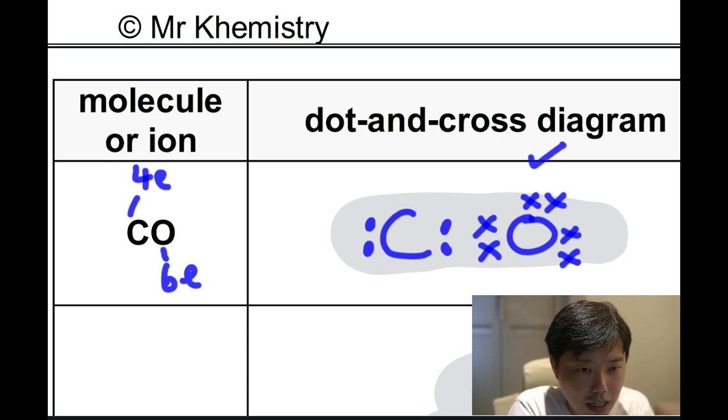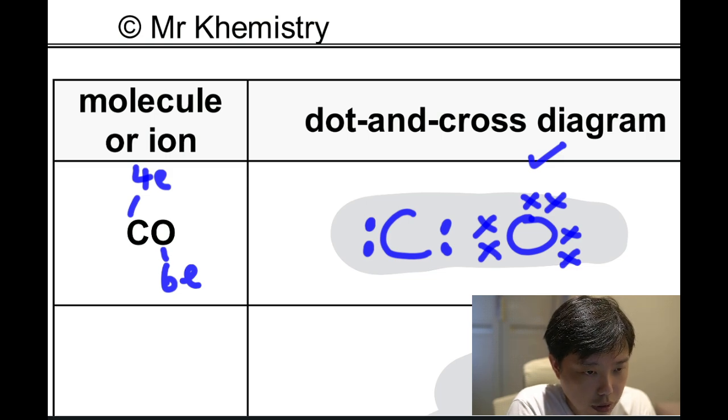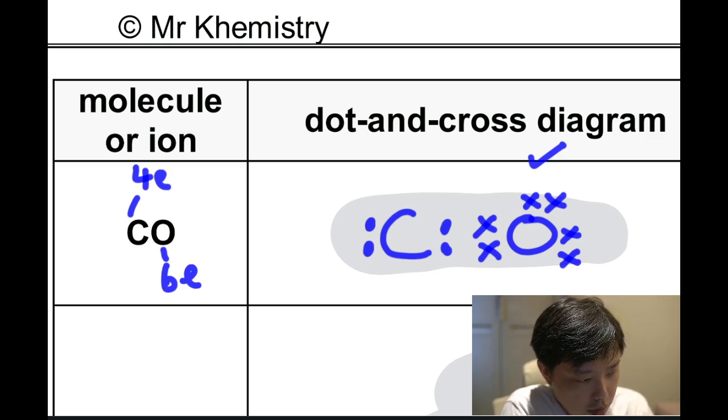But for carbon, it did not. If you count all the valence electrons around carbon, there are only 6, including the shared electrons. So what can we do about it? We can actually shift a pair of electrons from oxygen over to carbon.